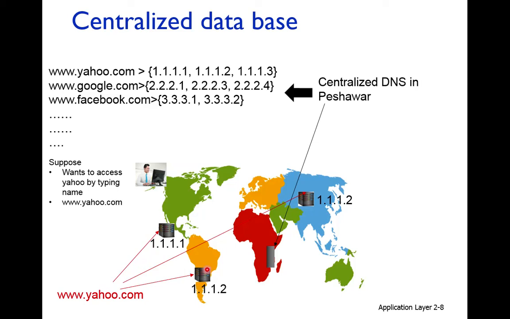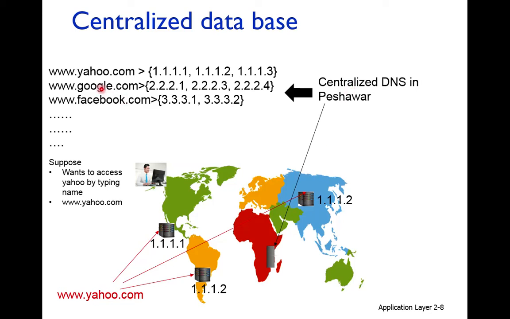And why 3 Yahoo servers? Because if one Yahoo server is down, then Yahoo can be accessed from the other 2 servers. So this is to provide resilience to failure. You can see that in this DNS we have stored the names of all the hosts on the internet and their IP addresses. And this DNS server is located in Peshawar.